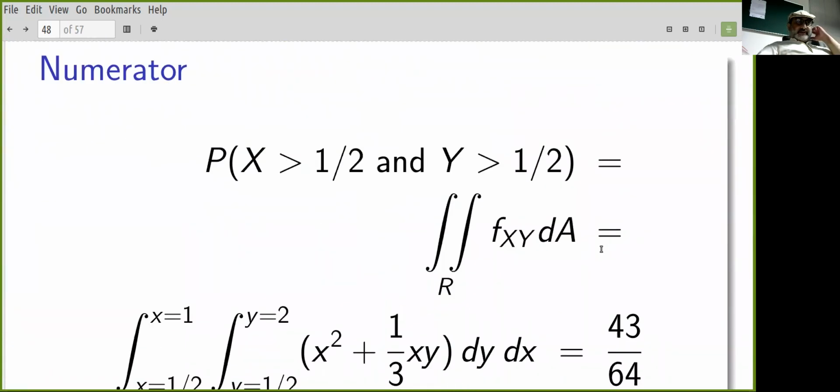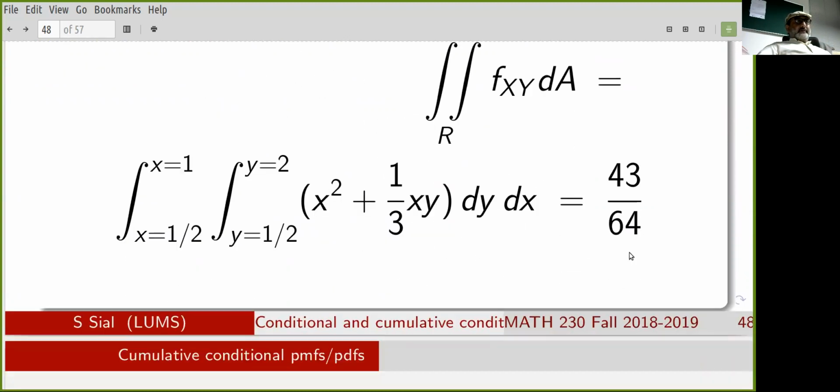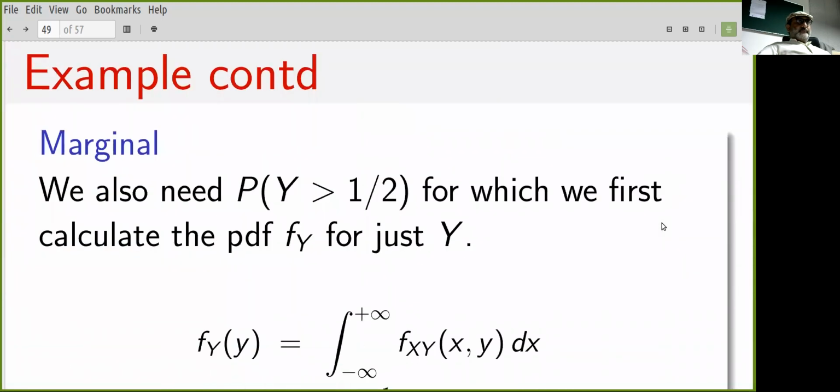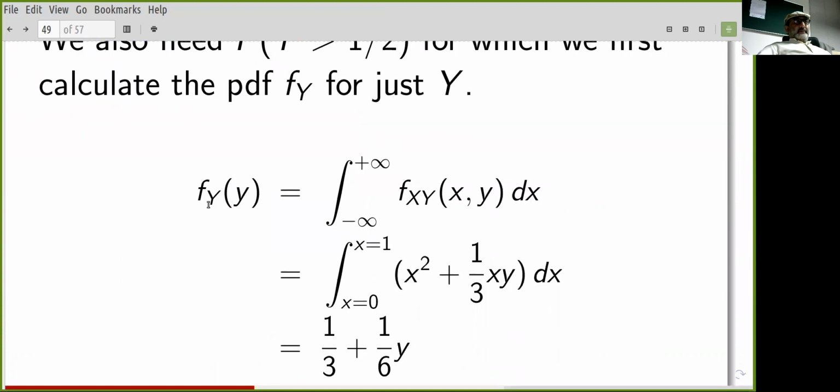So the probability that x is greater than 1/2 and y is greater than 1/2 equals the integral over the region R, and that's a double integral. So you do y equals 1/2 to y equals 2. You integrate the PDF with respect to y. Once you've done that, then you integrate with respect to x from x equals 1/2 to x equals 1, and you get 43/64. Okay, we also need the probability of y greater than 1/2.